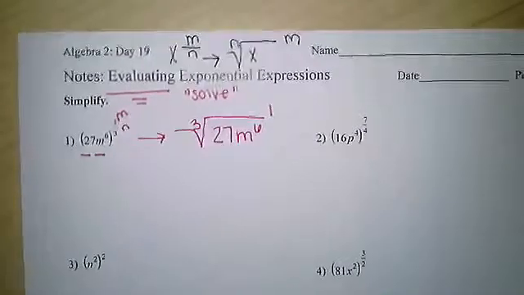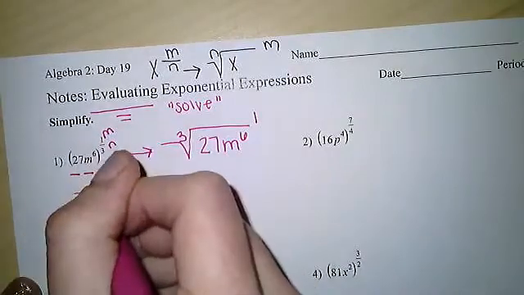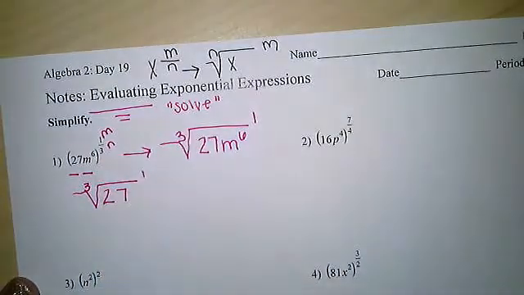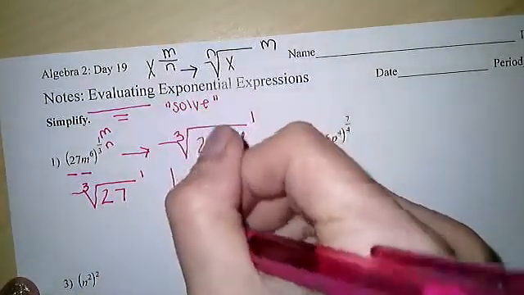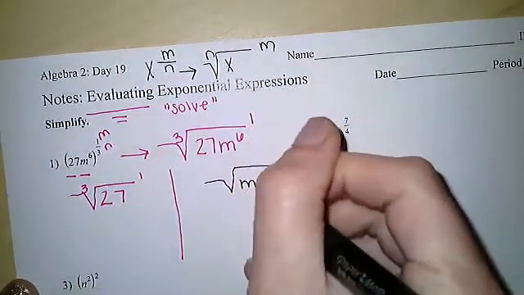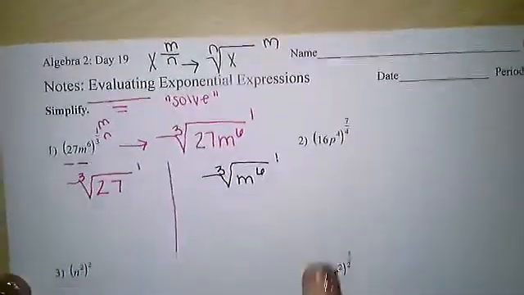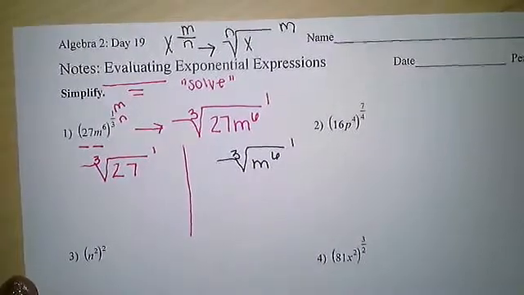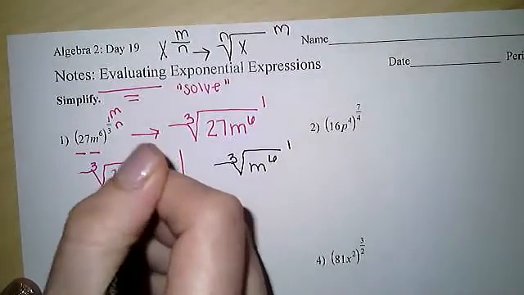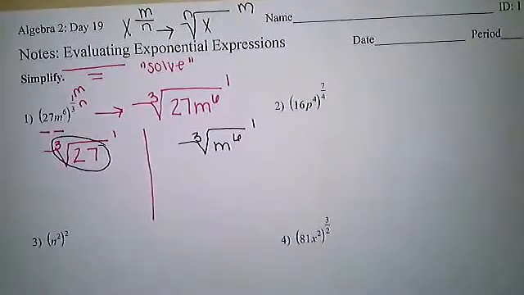So for solving, we want to break it down into two problems, and that's going to make life a little bit easier. So we're going to focus on the 27 to start. And then as a separate problem, we're going to focus on the m^6 and the 1/3. So for this part in particular with the number, it's easier if you take the root first. So we're going to try to find the cube root of 27.